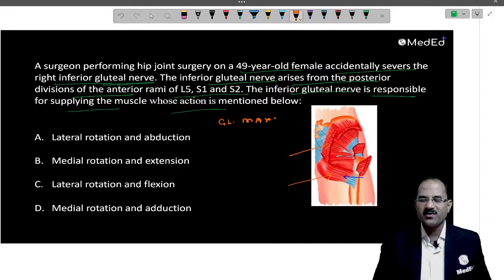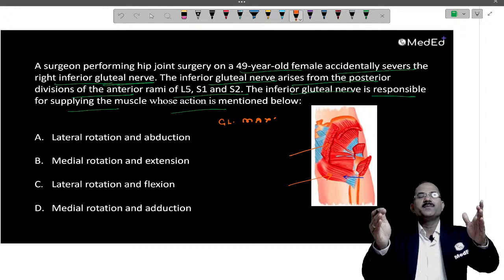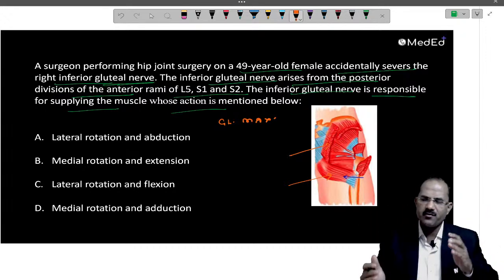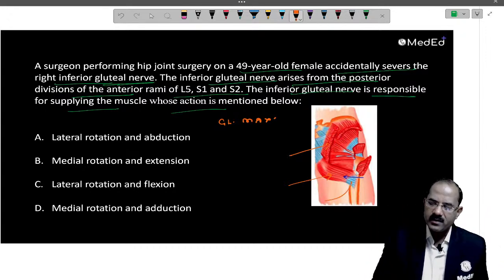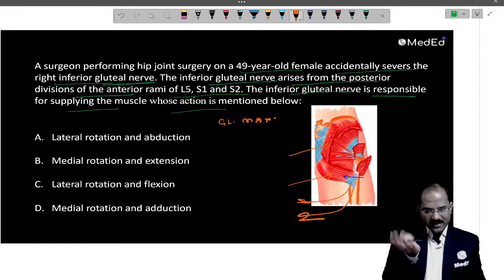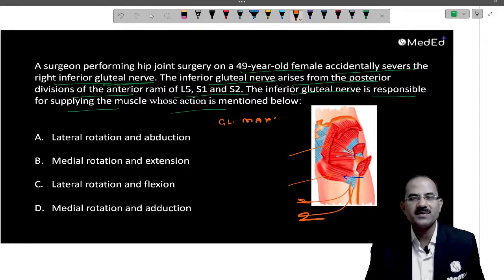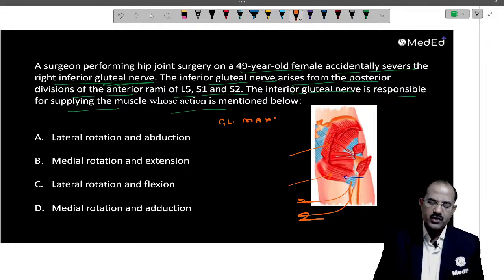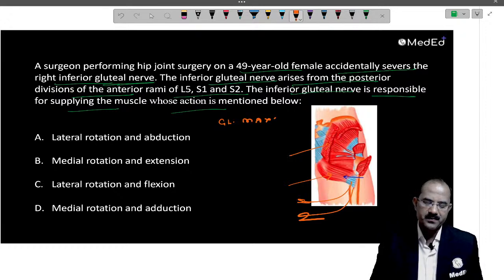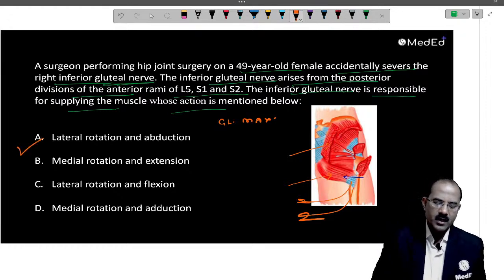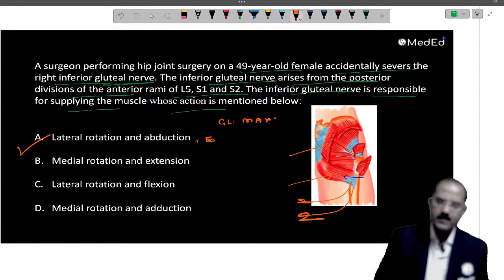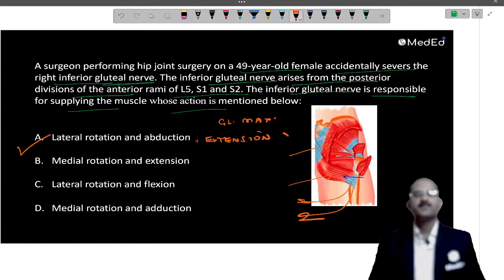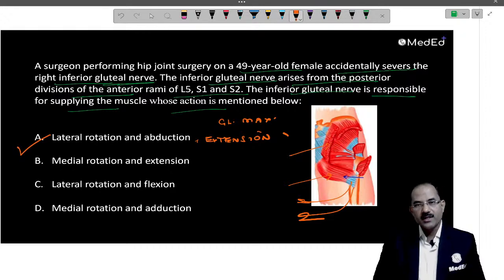And what is the action of gluteus maximus? It is a very powerful extensor. Second, it turns the thigh outwards. So what is that? Lateral rotation. So extension, lateral rotation, and abduction. The answer here is lateral rotation and abduction. It also does extension. Clear? So the muscle is gluteus maximus.